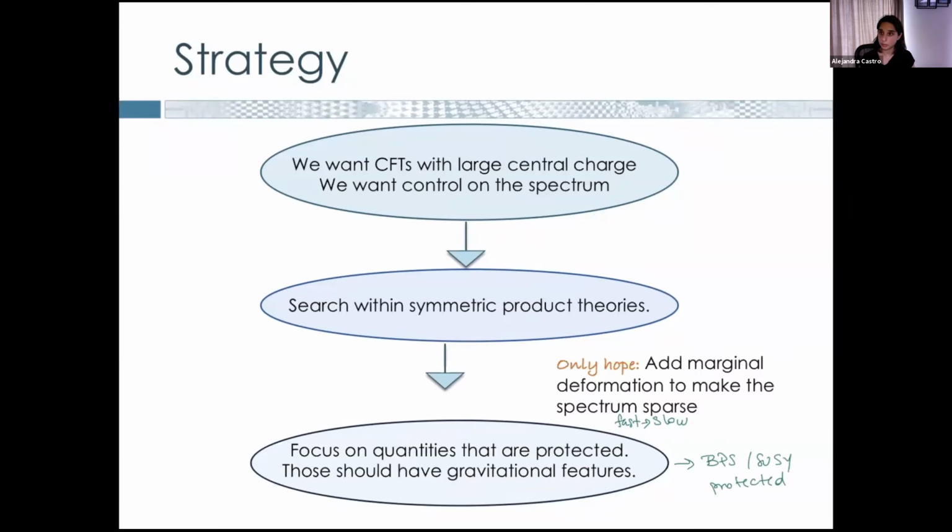So if this whole program is actually useful, I have a weakly coupled description in terms of a symmetric product and I have this deformation, the BPS quantities should already have those gravitational features in them. If they don't, then it means that there will be no point in this moduli space where I would have a nice strongly coupled description with the gravitational properties that I want. So the BPS part should already have this information in it. That's what we're going to focus on first. So we're going to try to implement this condition on protected quantities.